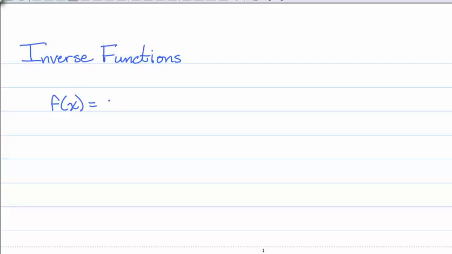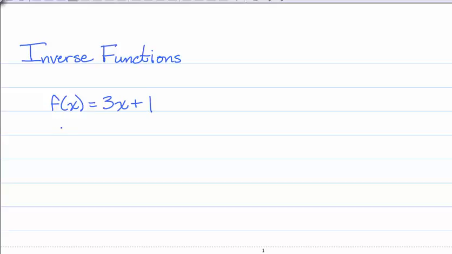All right. The topic today is inverse functions. Now, we've already talked about functions, and we kind of went through the idea of thinking about a function as a sort of mathematical machine. So here's an example of a function.